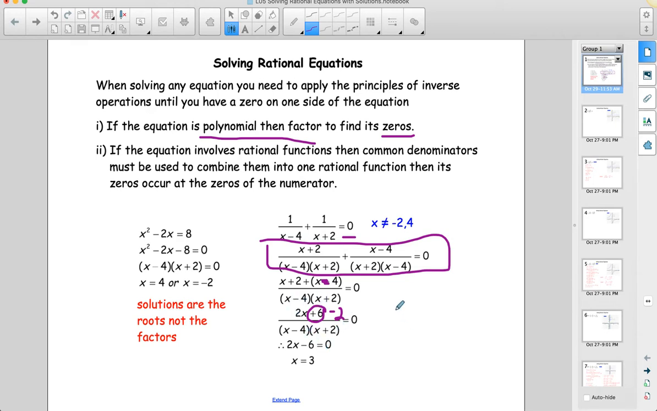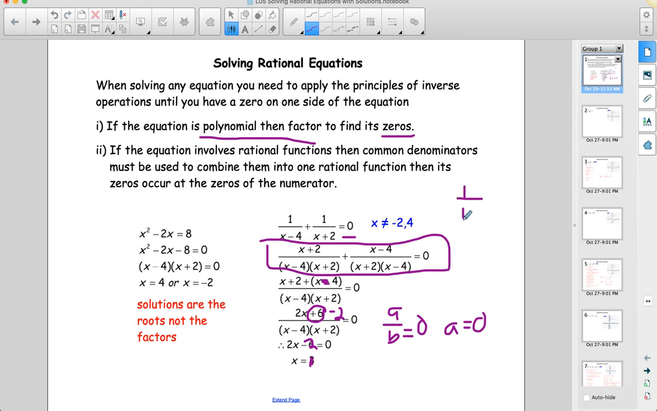So I now have a over b, in a sense, is equal to 0. If a over b is equal to 0, then the numerator needs to be 0, so a needs to be 0. So that gives me that 2x minus 2 needs to be 0, and that gives me that x is 1. So the solution to this would be x is 1. And if we wanted to check, we would then plug a 1 in here.